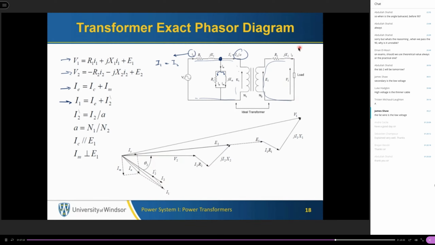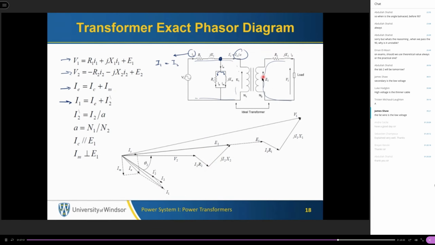Okay, I2 is related to I2 dash using the turns ratio. So I2 dash should be in phase with I2, but maybe smaller or higher. It depends on the transformer action, whether it is step up or step down. But I2 dash should be in phase with I2. This is I2 dash.